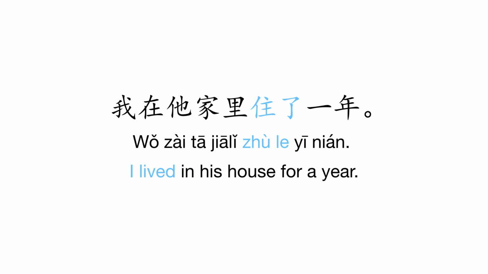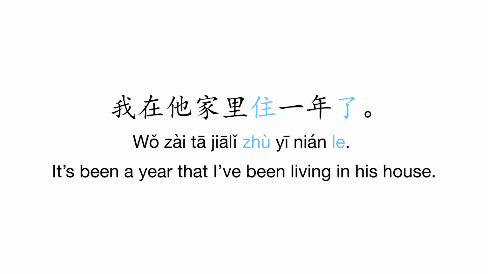So what if you were to remove the first 了? 我在他家里住1年了. This is very close to the original sentence. The meaning is almost the same, but there's a slight difference in emphasis. So the focus is more on the 1 year part of the sentence.